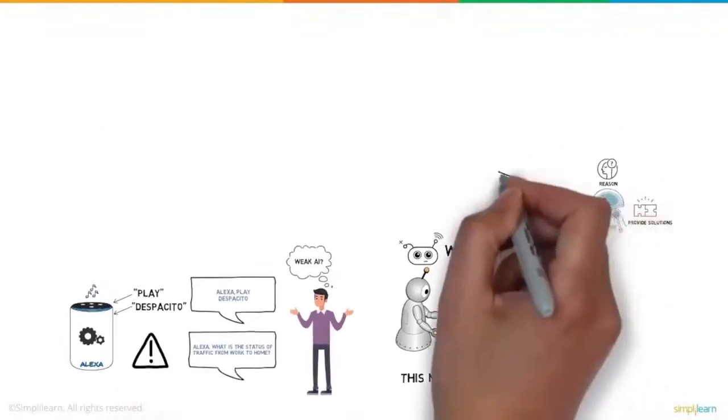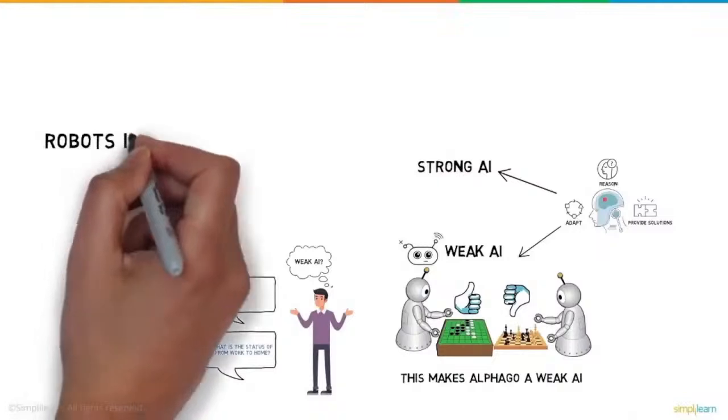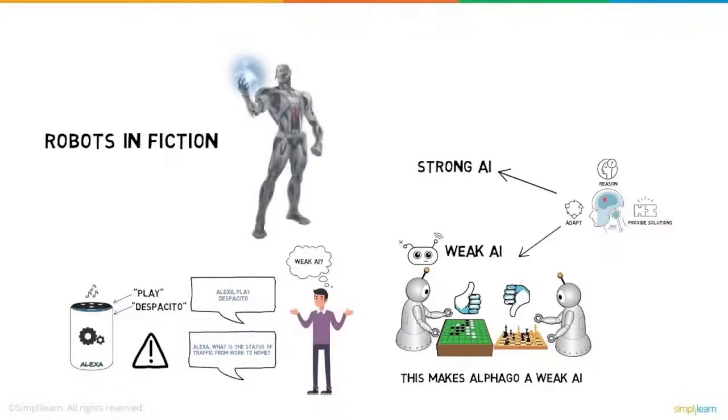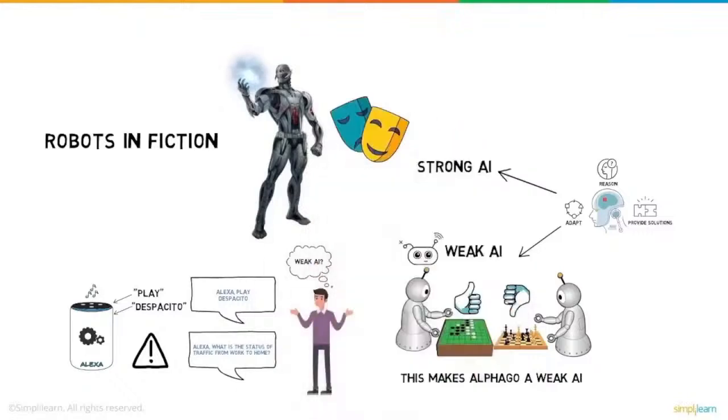And that brings us to our second category of AI, strong AI. Now, this is much like the robots that only exist in fiction as of now. Ultron from Avengers is an ideal example of a strong AI. That's because it's self-aware and eventually even develops emotions. This makes the AI's response unpredictable.